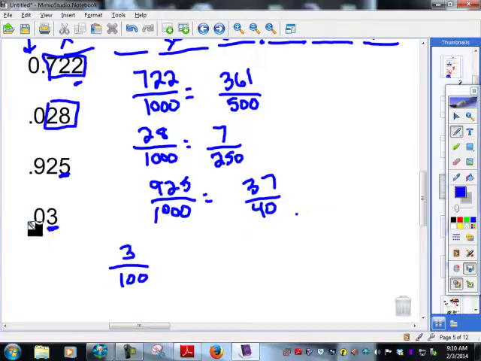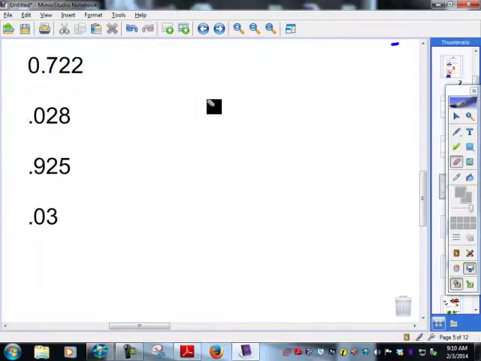Which makes sense, because wouldn't you move the decimal to make it 3%? Yeah. And that does not simplify. It's already in simplest form. Are we clear on these now? Yep. Feel better on those ones? Yeah. Okay.